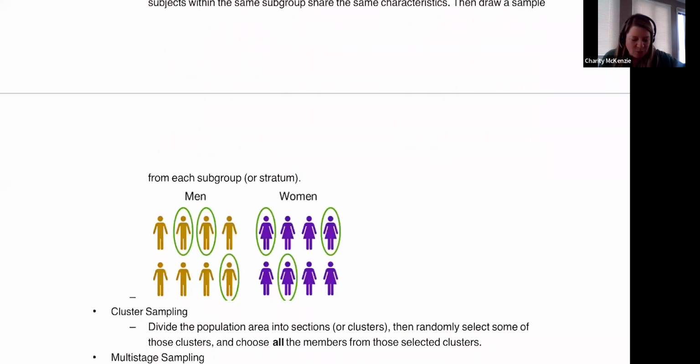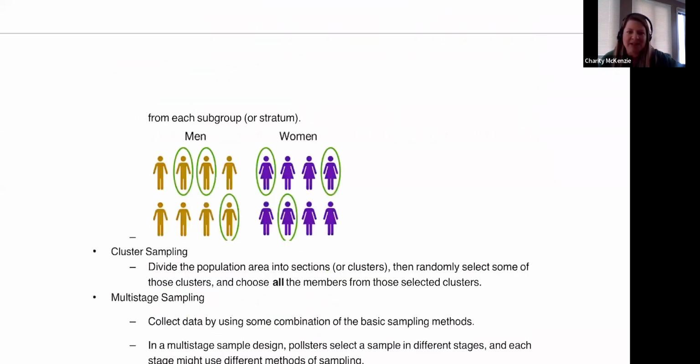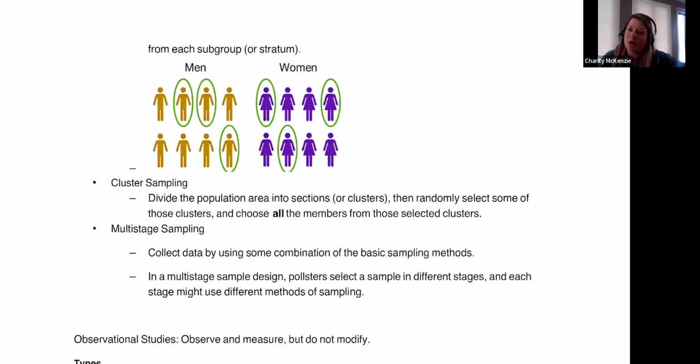That's stratified. Okay, there's my little diagram. I have men and women, and then I picked so many people from men and so many people from women, and this happens to be 3.